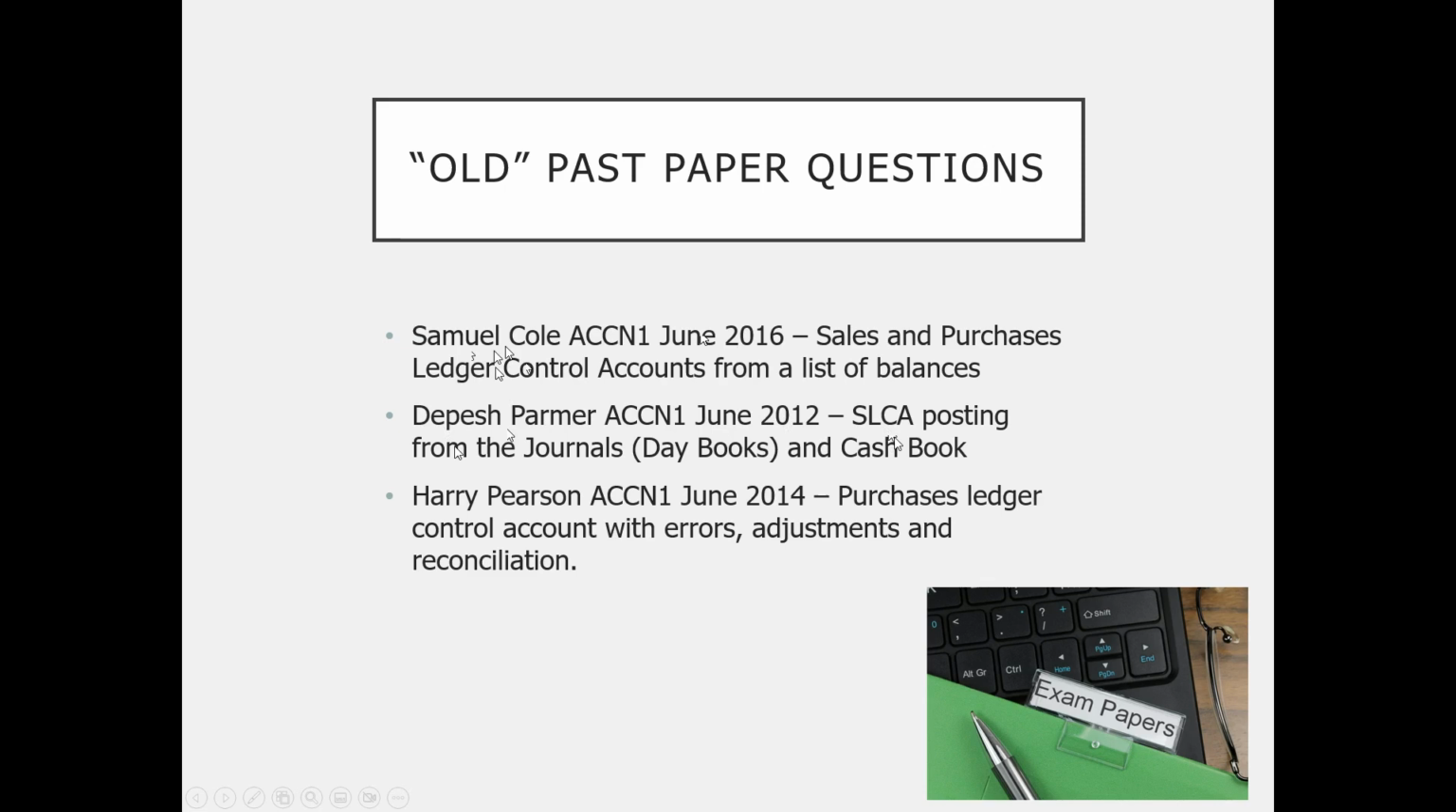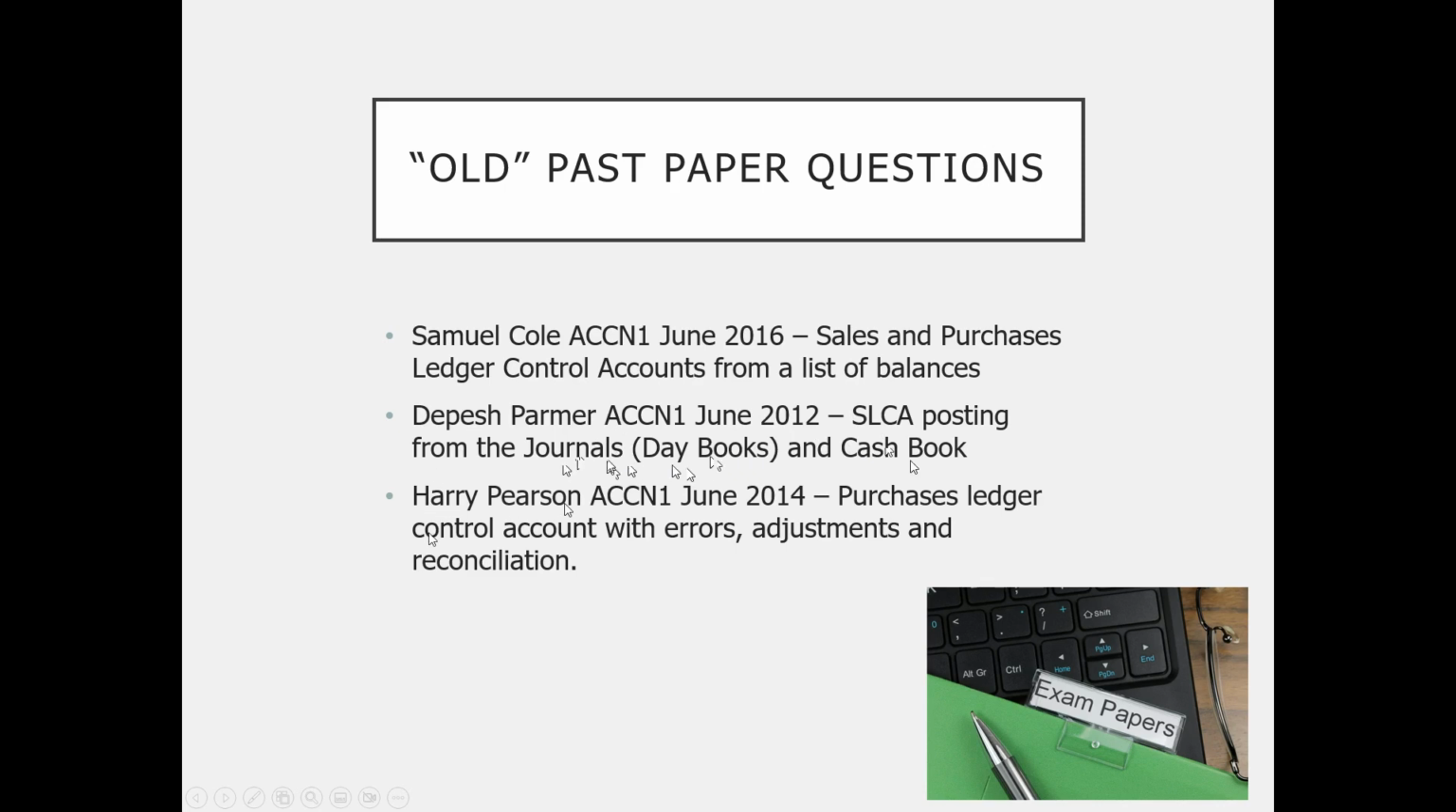This was quite an unusual one. They gave you the totals from all of the books of prime entry, and they might talk about the sales day book, the sales returns day book. It's the same as journals, it's just old terminology, and the cash book. So you had to assemble your sales ledger control account from those journals, those day books. And I think, if I remember correctly, there are a few red herrings in there. They might have given you some stuff that was to do with purchases, just to check that you didn't just try and throw everything in there.